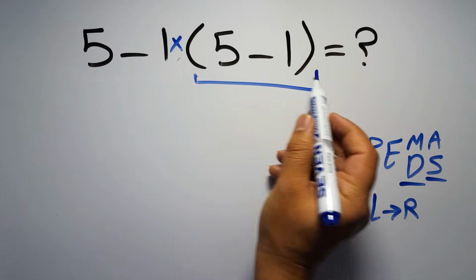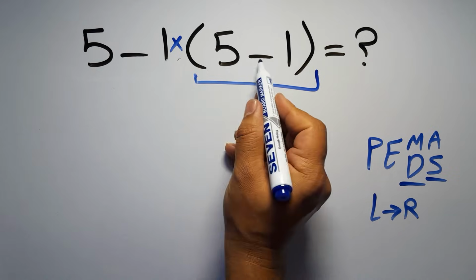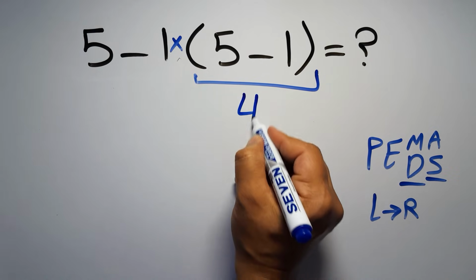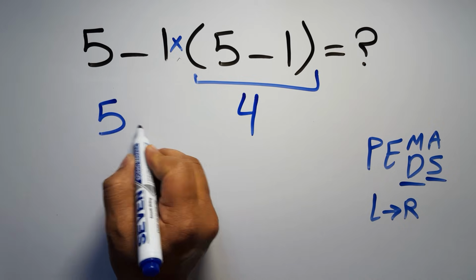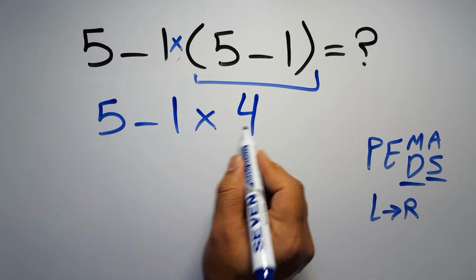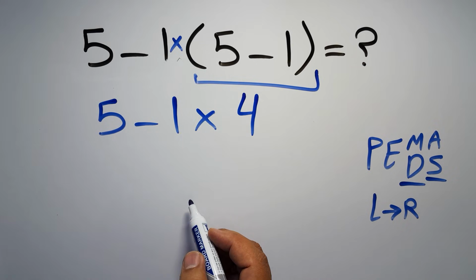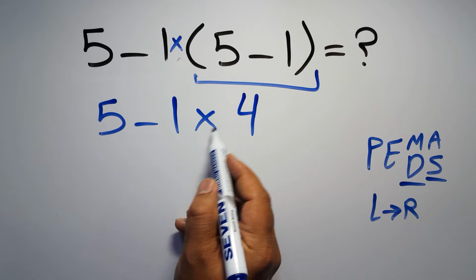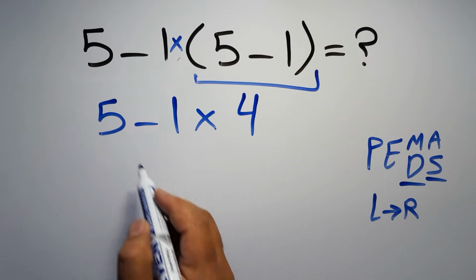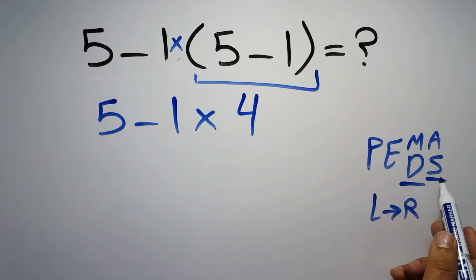So first this parenthesis. Inside this parenthesis we have 5 minus 1, which gives us 4. So 5 minus 1 times 4. Now we have one subtraction and one multiplication. According to the PEMDAS, multiplication has higher priority than subtraction because multiplication comes before subtraction.